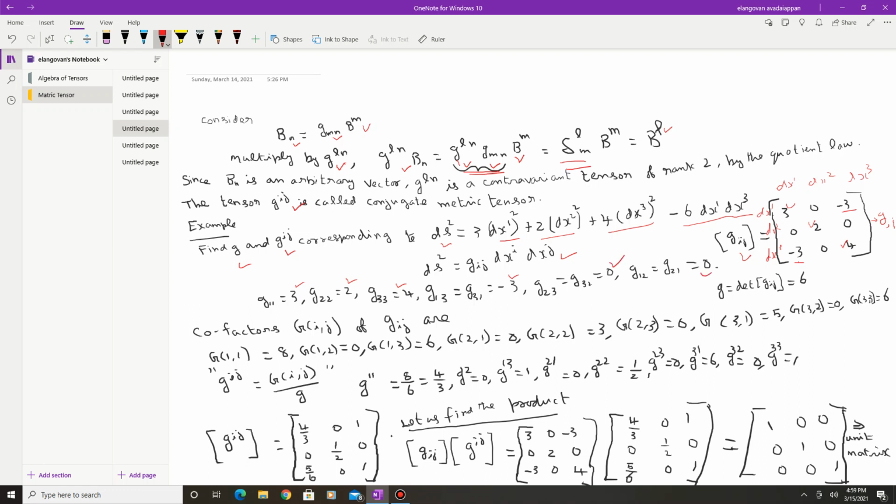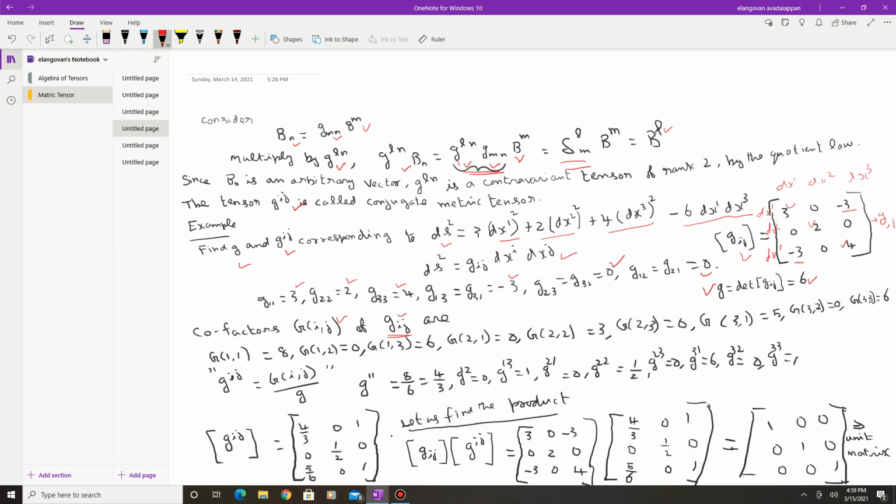Now let us evaluate the determinant. If you evaluate the determinant, the value of the determinant is found to be 6. Now let us first find the cofactors of the element Gij. Let us find the cofactor of G11. So put i is equal to 1, j is equal to 1 in that matrix. You will find the cofactor G11 is equal to 8.